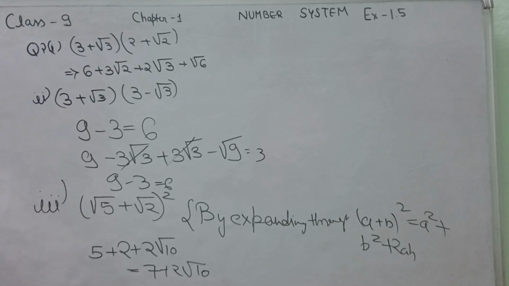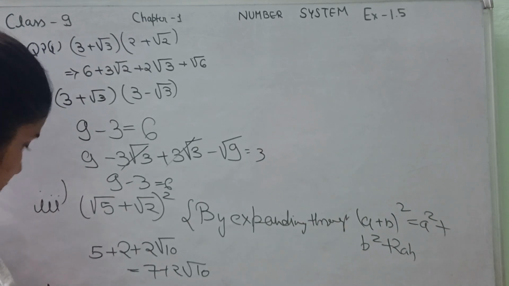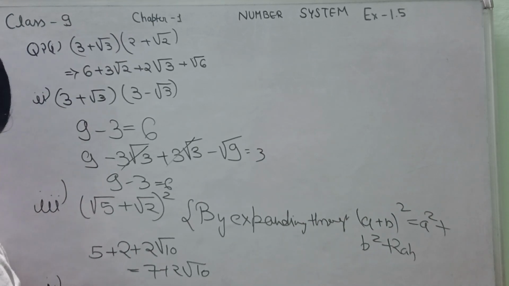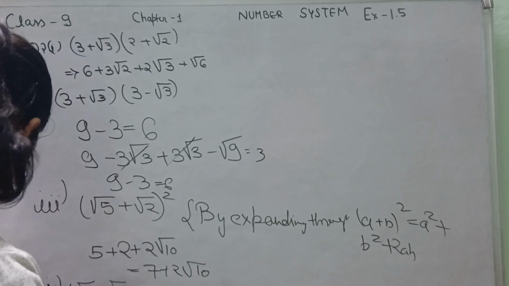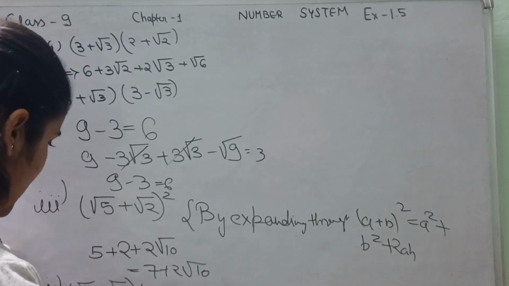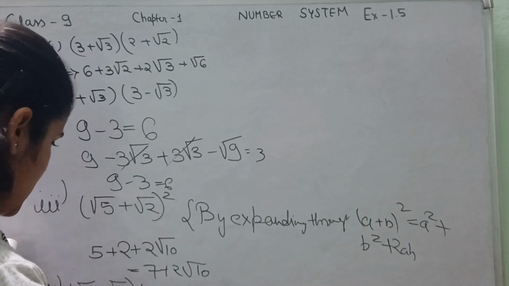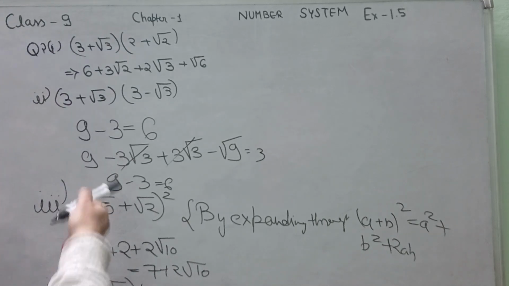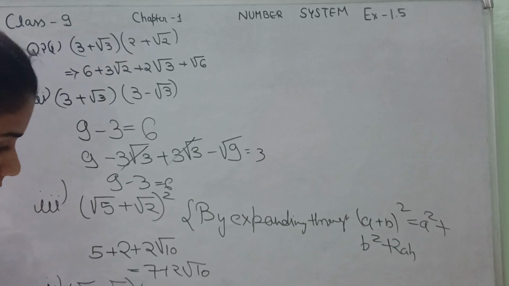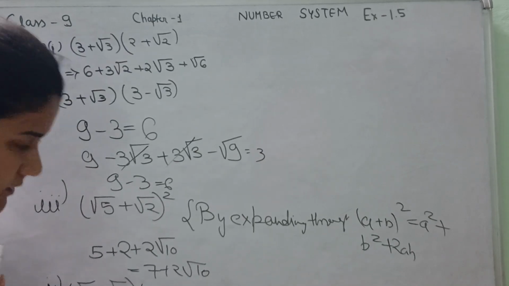Okay, coming on question number 4. Where should I do it? I should write it here and do it there, right? There is a lot of space. Root 5 minus root 2, root 5 plus root 2. Okay, this is also similar to this one, A plus B, A minus B.